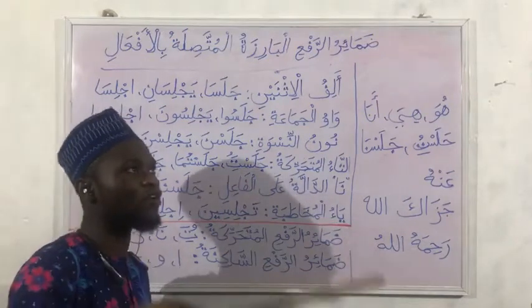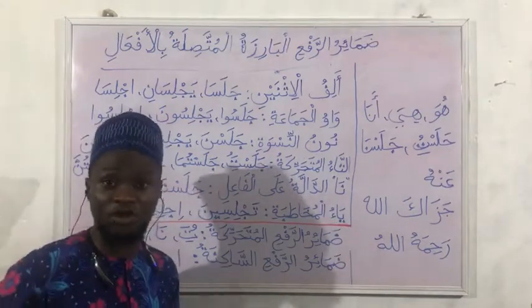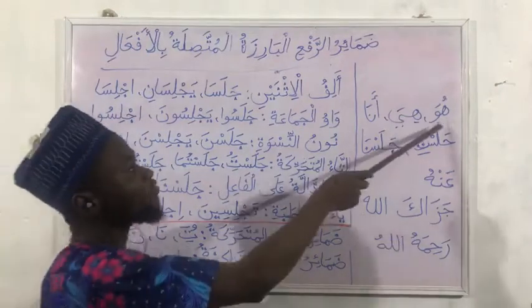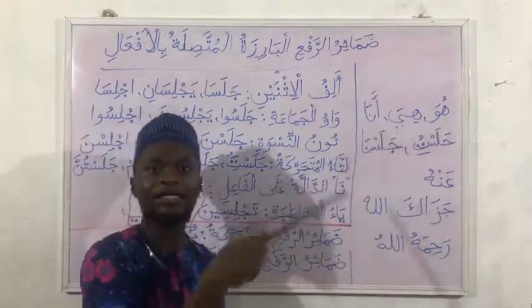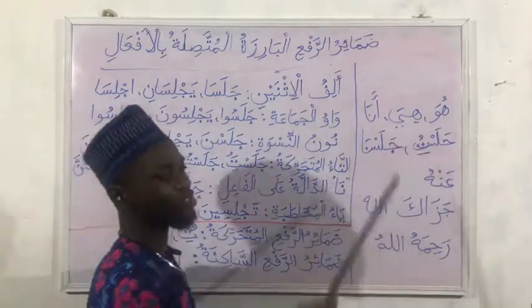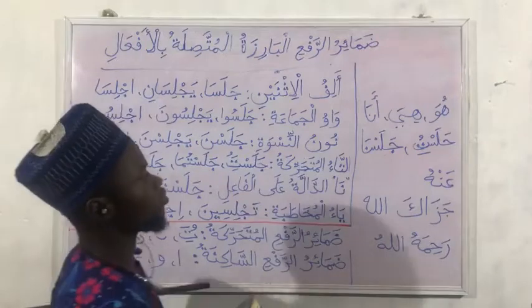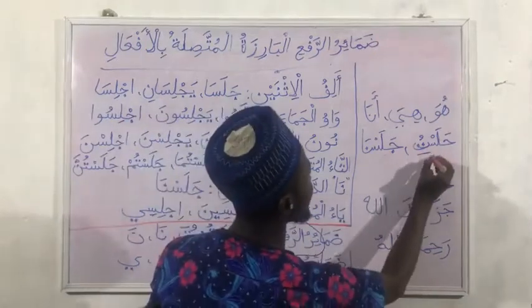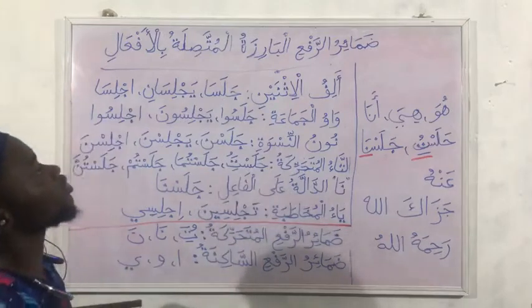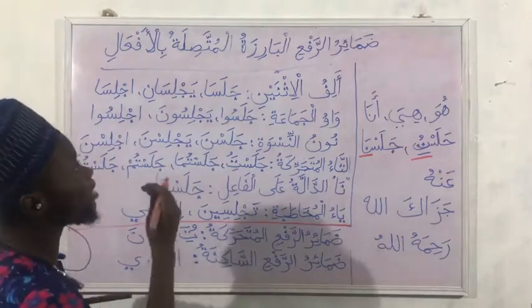If you have been following our class from the beginning, you understand what I mean by Raf'u state already. So pronouns are in Raf'u state. For example, we have huwa, hiya, ana. They are in Raf'u state. The ta attached to jalasu, you know this is our pronoun here. So they are also in Raf'u state. Al-Barza, that are apparent, that we can see.